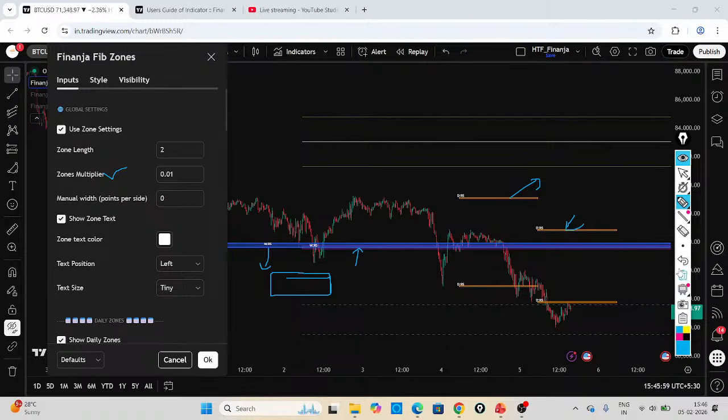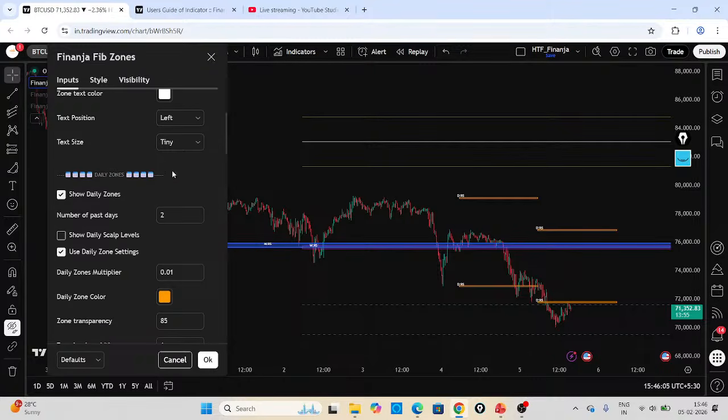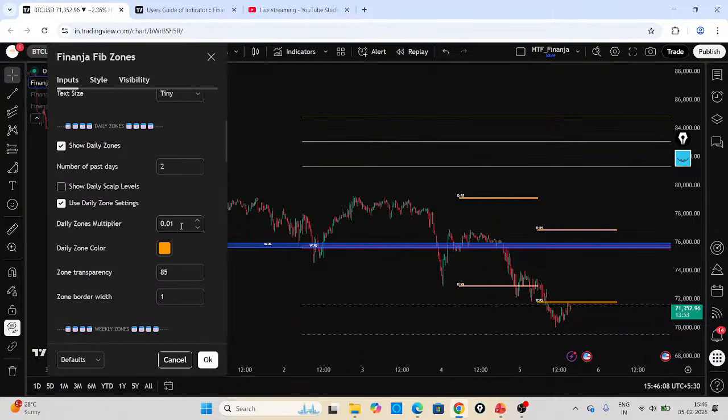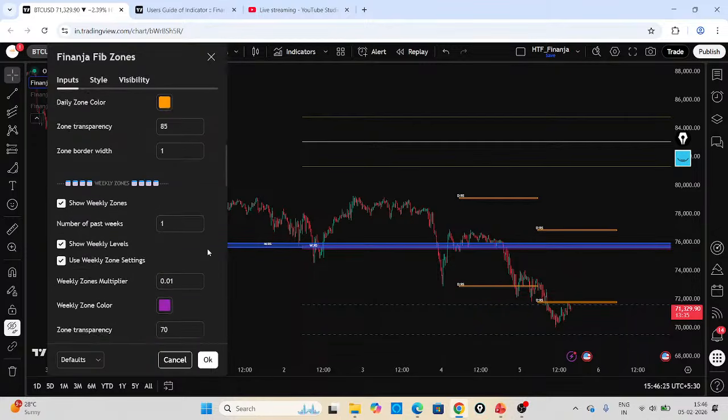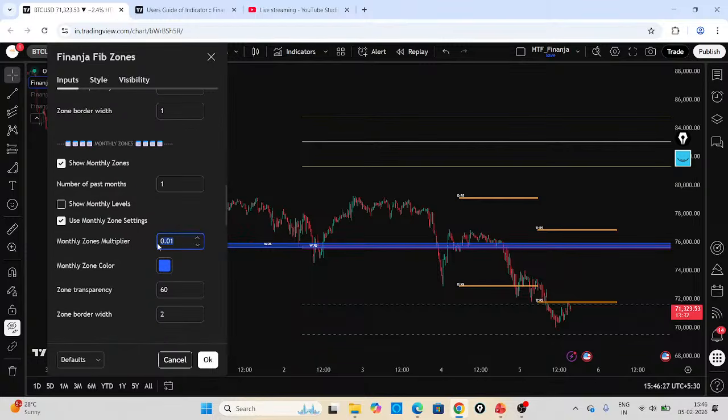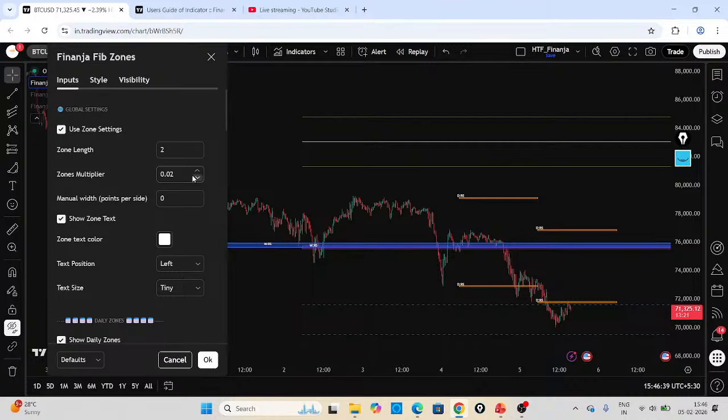Again, if you increase it here, it won't change it here. Maybe you can increase here, or come to daily zones. If you want more width for your daily zones, you can increase this length. You can see it is increasing here, right? Similarly, I'd suggest going for 0.01 or 0.02. Similarly for weekly zones and monthly zones, you can increase the width. The default setting is working fine, but this is purely based on user input.